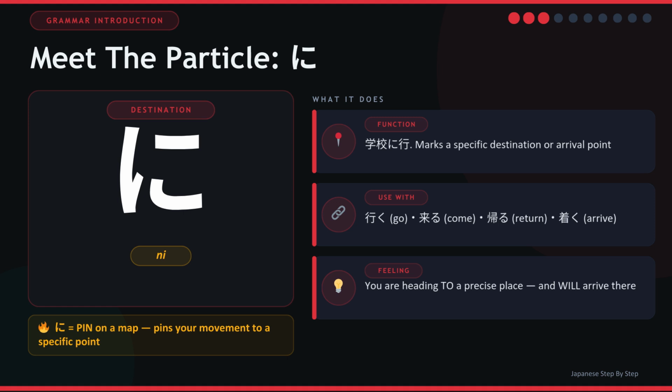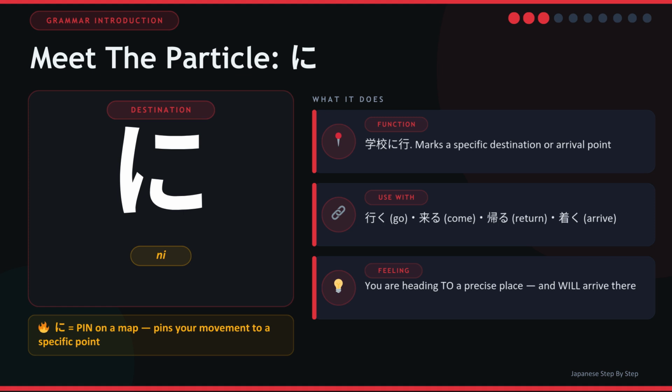学校に着きました。 The feeling of ni is arrival. You set out, and you got there. There's a finality to it, a destination reached. That's the energy ni carries every time you use it. Here is the memory trick.